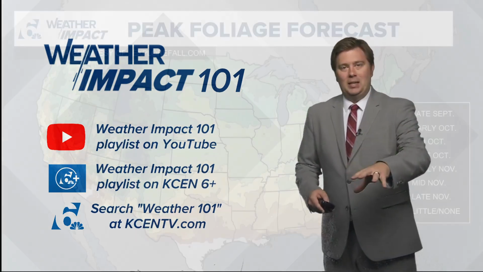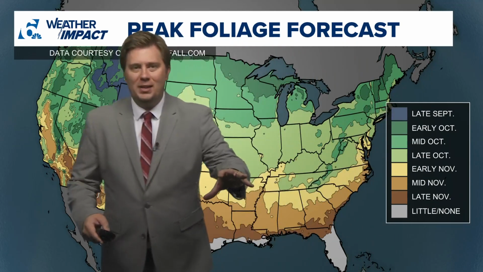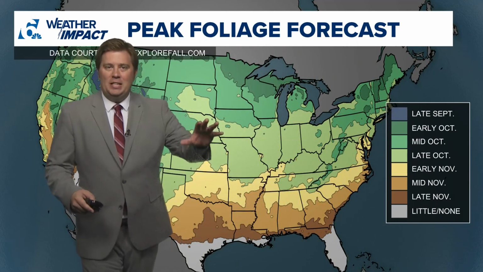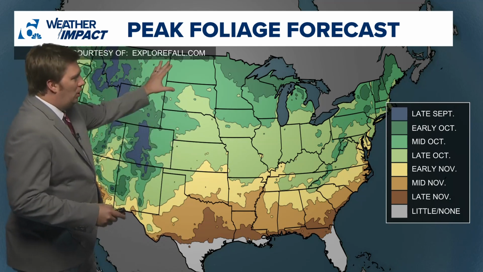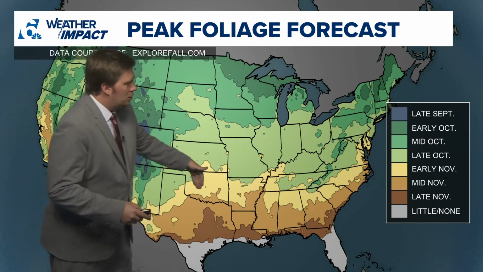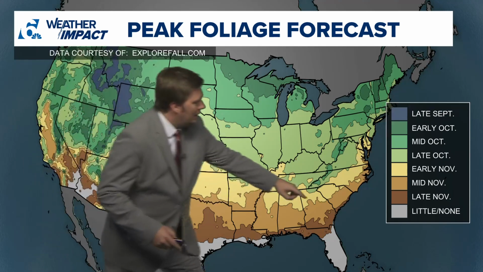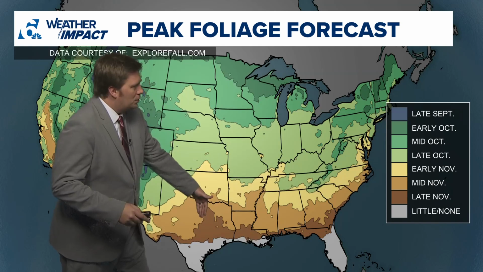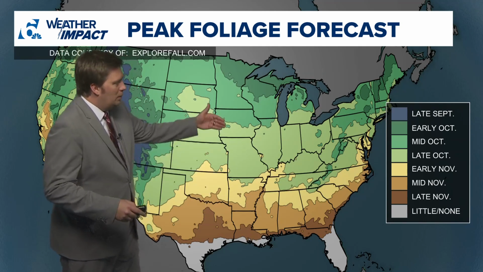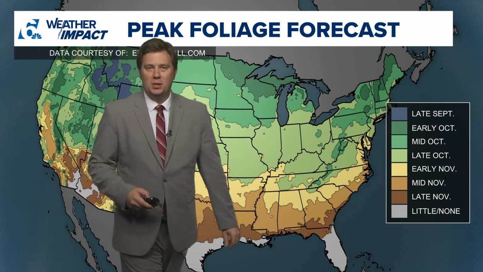So let's talk about that for a second. We don't get a whole lot of foliage here in Central Texas, but we get a little bit. It just takes a while for us to get there. This map is courtesy of explorefall.com. This is our peak foliage forecast, and you can see for us here in Central Texas, that brown color indicates late November. That's when we usually see our peak foliage. So we've got a couple of months left to go. The Midwest, though, we're getting much, much closer. Mid-October, late October, the next couple of weeks, we'll start to see those leaves really start to change colors.